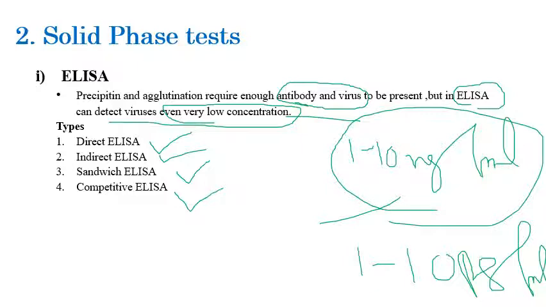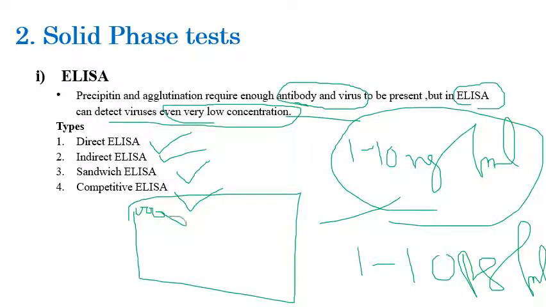Most of this relies on the antigen-antibody reaction only. This technique was initially discovered by Clark and Adams in 1977. The plate consists of small holes, nearly 96 holes, that is 12 into 8.